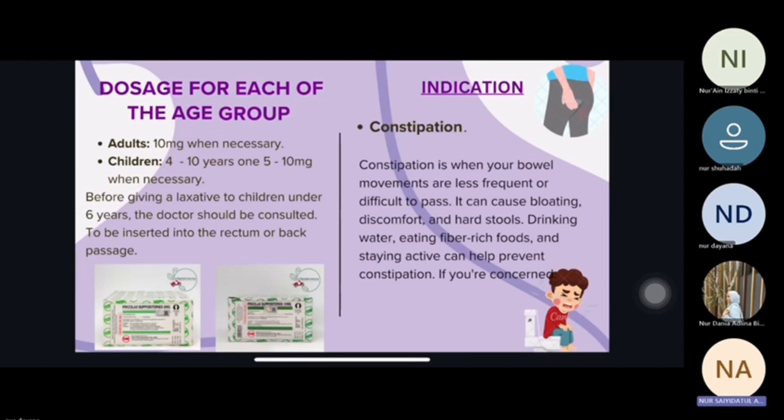Constipation is when your bowel movements are less frequent or difficult to pass. It can cause bloating, discomfort, and hard stools. Drinking water, eating fiber-rich foods, and staying active can help prevent constipation.